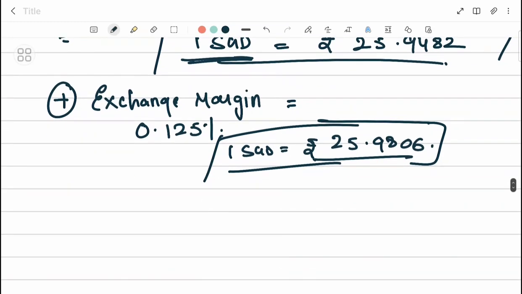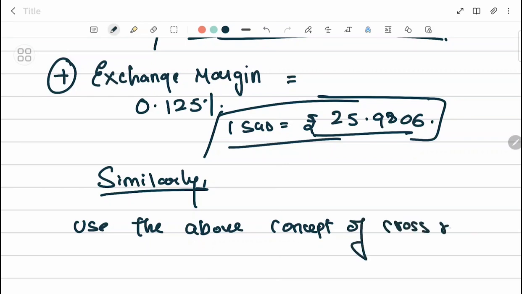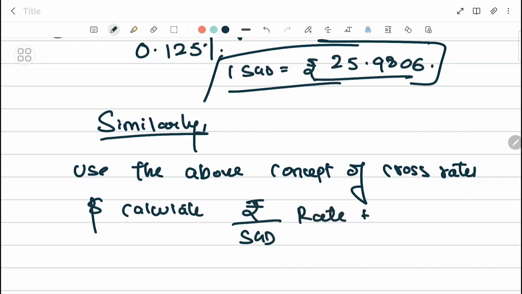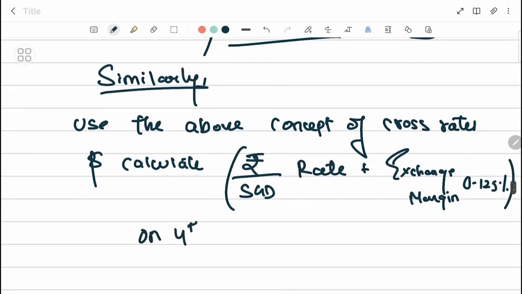Okay. Now similarly you have to calculate it with the cross rates. Use the above concept of cross rates and calculate the rupee by SGD rate, plus do not forget this exchange margin. Okay, plus the exchange margin, which will then give you the final rate. The only difference now is this is on 4th of Feb. Okay, similarly you have to do, everything is same.